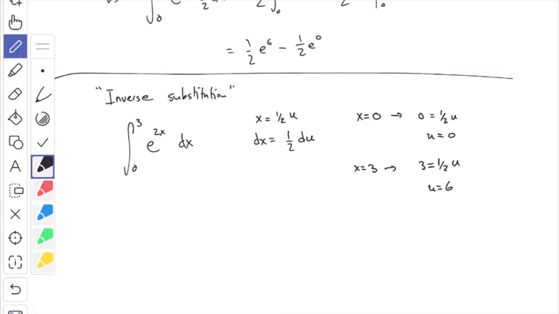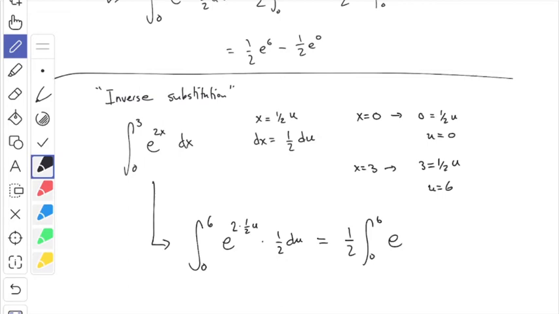Anyway, when I plug everything in, it becomes integral, this time 0 to 6, because those are the u values. And then e to the 2x becomes e to the 2 times 1/2 u. I plug x equals 1/2 u. And then dx equals 1/2 du. And then you simplify everything in the integral. I will pull the 1/2 out like we usually do. Integral 0 to 6, and then instead of e to the 2 times that 1/2 u, it's just e to the u, du. And now we are at the point of all those other problems, right?